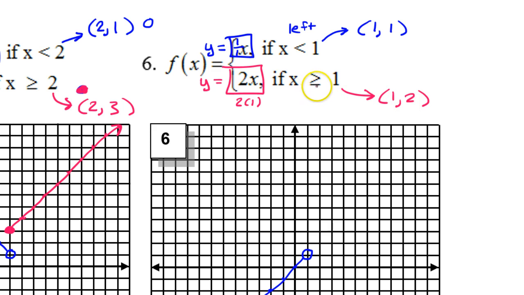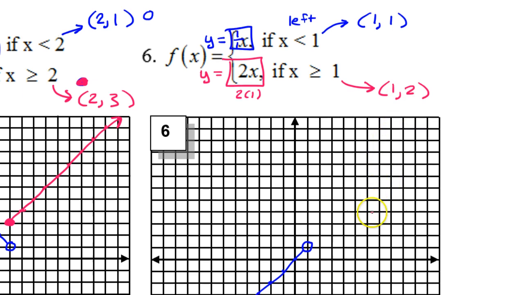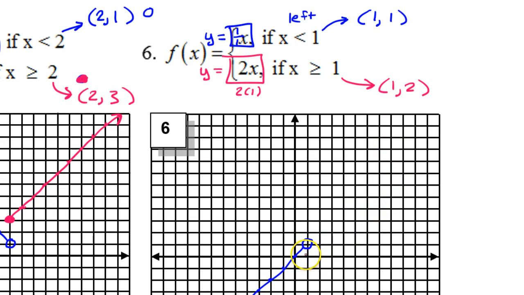This will be a closed circle because the "or equal to" shows that we need to include this point. So (1, 2) is right here, and this is a closed circle like we said. The slope is 2, so that's up 2, right 1. Going from my endpoint, I'm going to go up 2, right 1, over and over again.